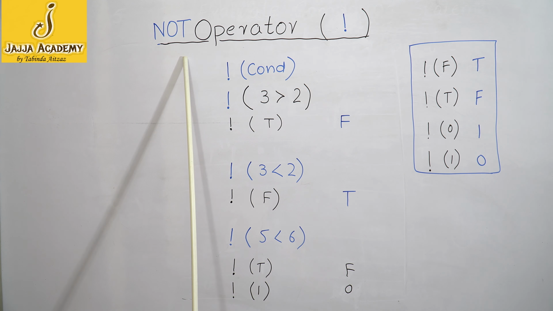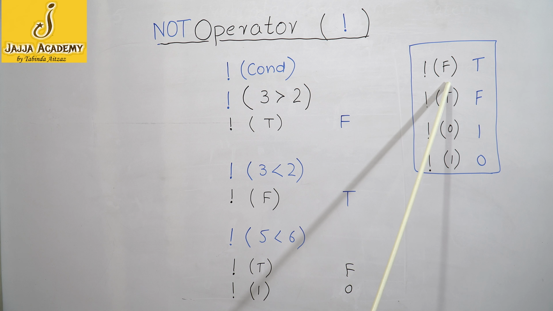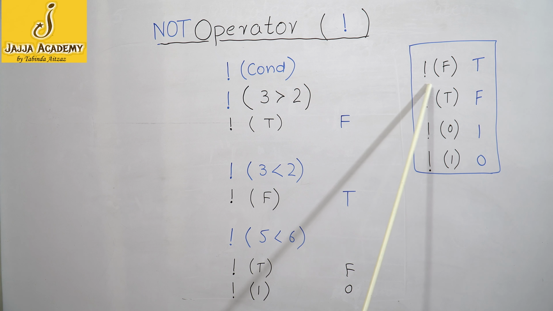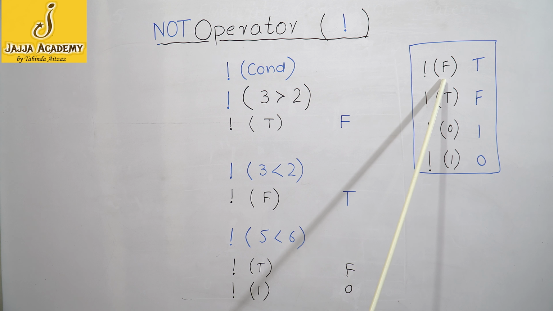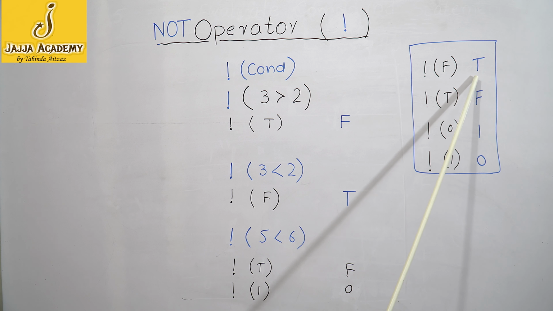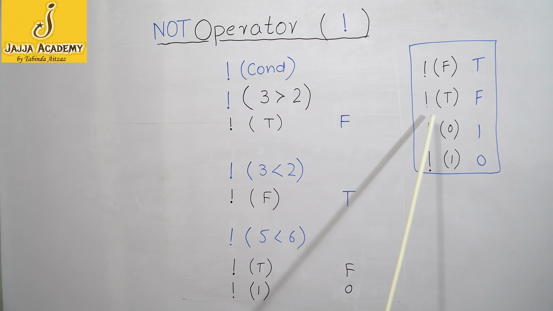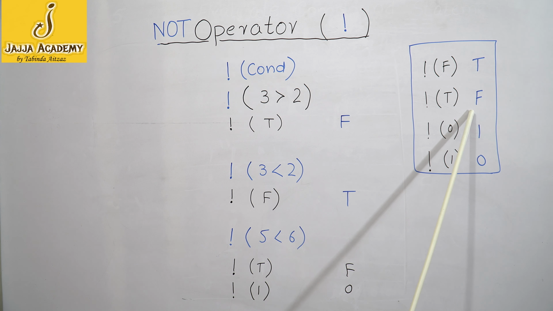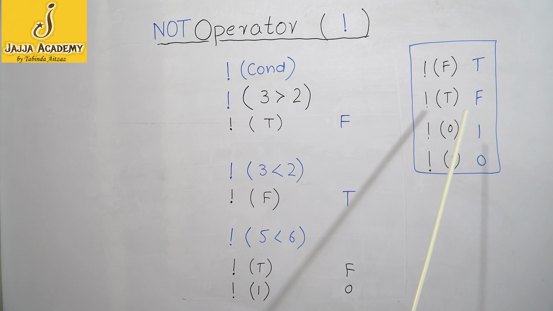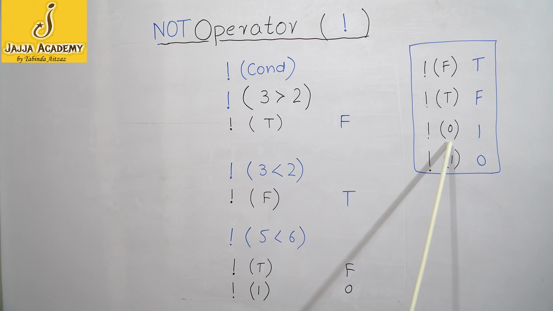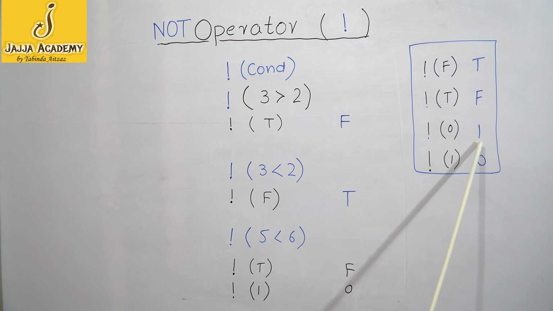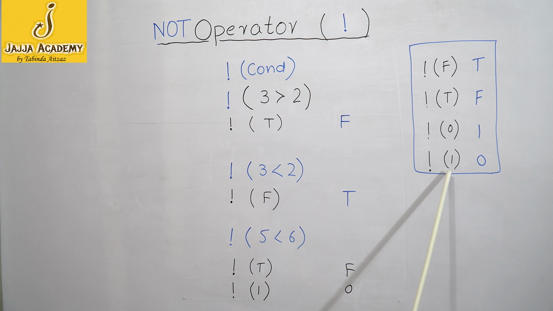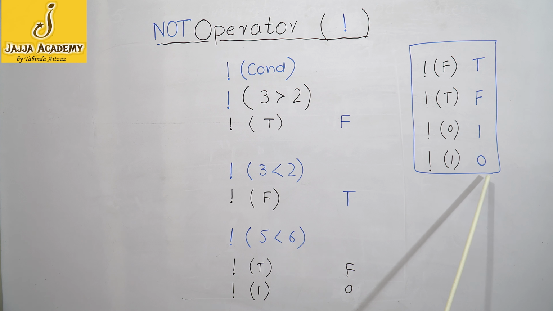For example, if the NOT operator is applied to false, it will convert the value from false to true. And if the NOT operator is applied on true, then it will invert true into false. Similarly, if the NOT operator is applied on 0, it will return 1, and if it is applied on 1, it will return 0.